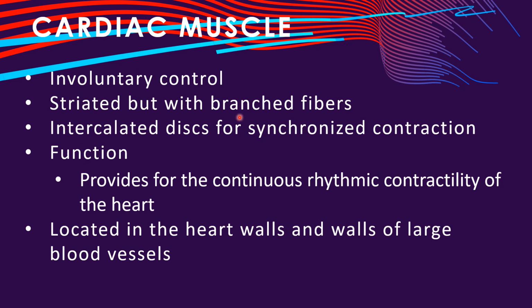For the characteristics of your cardiac muscle, the control is involuntary. Even if you don't want your heart to pump blood, it will still pump, because the cardiac muscle that makes up the heart is under involuntary control. It is striated, but with branched fibers. You also have your intercalated disc, for synchronized contraction. For the function, it provides continuous rhythmic contractility of the heart.